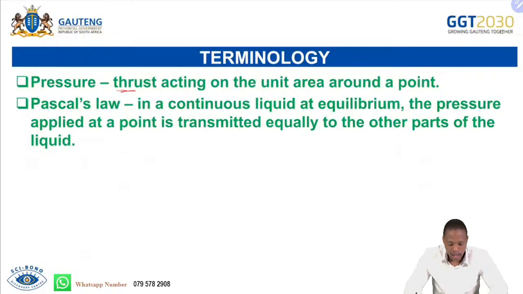We will then finally look at Pascal's law, which again comes from thrust and pressure. Pascal's law is the application of this pressure that we will be talking about. Pascal's law states that in a continuous liquid at equilibrium, the pressure applied at a point is transmitted equally to the other parts of the liquid that was at equilibrium. We'll speak more about it when we get to this point.